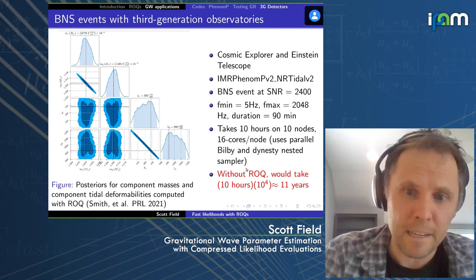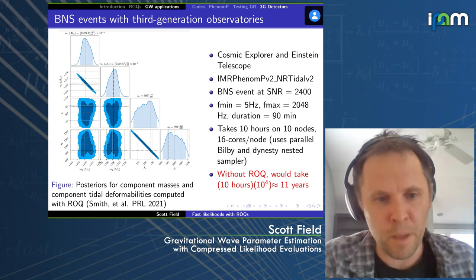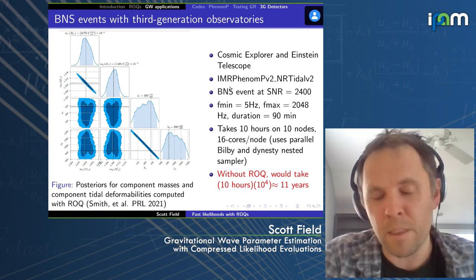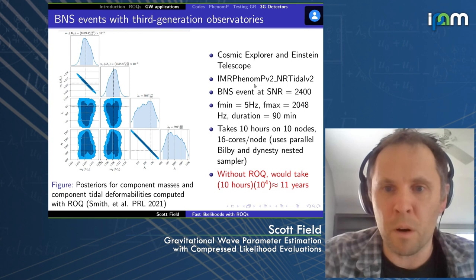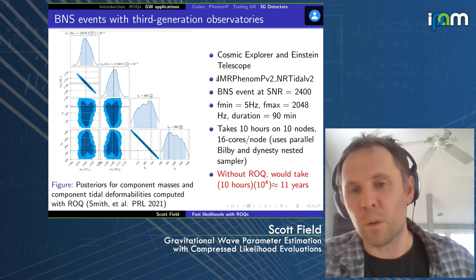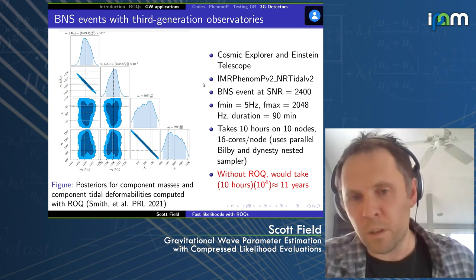Perhaps the most dramatic speedup was found by Rory Smith just this past year, looking at 3G detectors. So for example, in this mock test case, there were three detectors, Cosmic Explorer South, and Einstein Telescope. And the signal model we were looking at was IMR Phenom PV2 with tidal corrections. So a reduced order quadrature rule had to be built for this model and these detectors, which took a long time. And a fiducial signal was injected into mock data. So this was a BNS event at a very high SNR, 2,400.